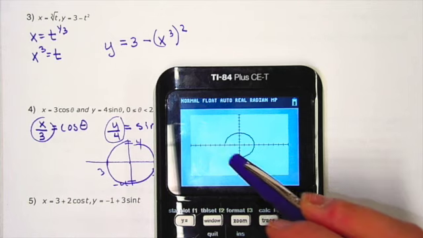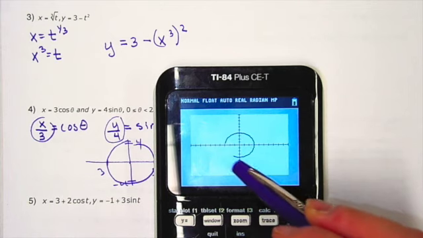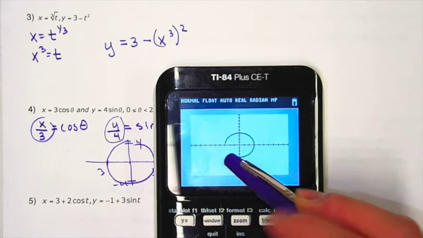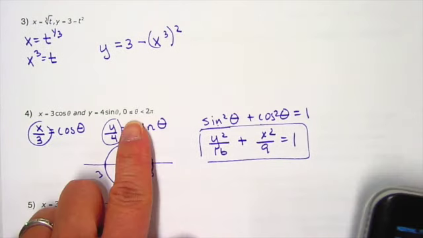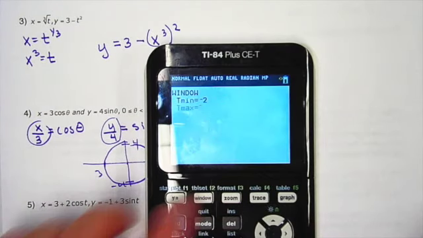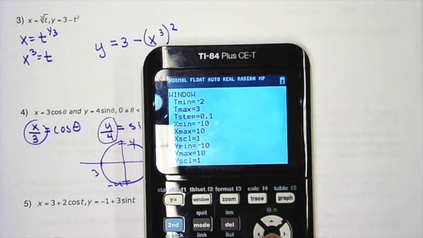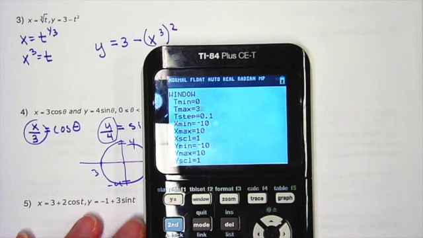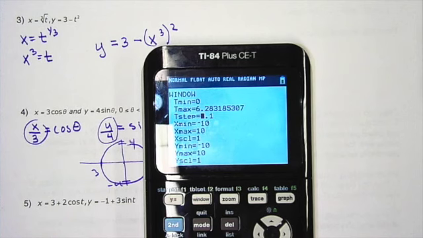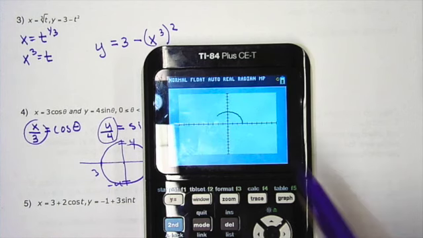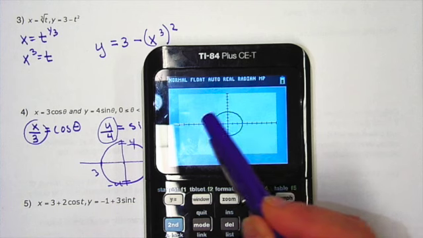Notice the graph went this direction, and part of the reason why I'm missing this part is because I want to go from 2 pi, but from my previous problem, my t only went from -2 to 3, so I should change this to make sure it goes from 0 to 2 pi. Okay, and let's look at the graph now. So again, same circle, you get the whole thing, but notice it went this direction.